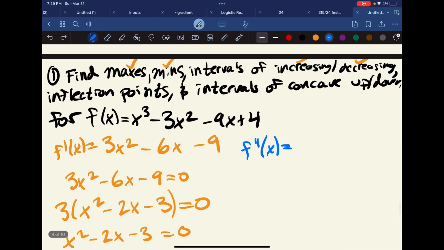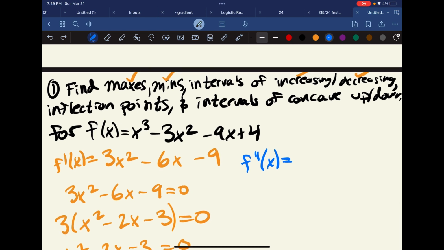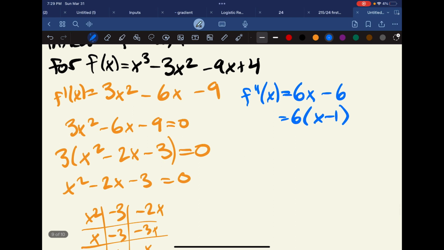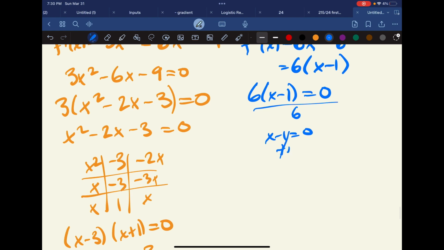So let's find our second derivative before we do anything else. We're just going to take the derivative of our first derivative, and that'll give us our second derivative. So it's going to be 6x minus 6. That's our second derivative, and right away I'm going to want to factor out a 6. It's going to make it a lot easier because we're going to have to find the zeros of this too. So we're going to set 6 times (x minus 1) equal to 0, and divide by 6, so x minus 1 equals 0. Add 1 to both sides, we get x equals 1. That's going to be our 0.